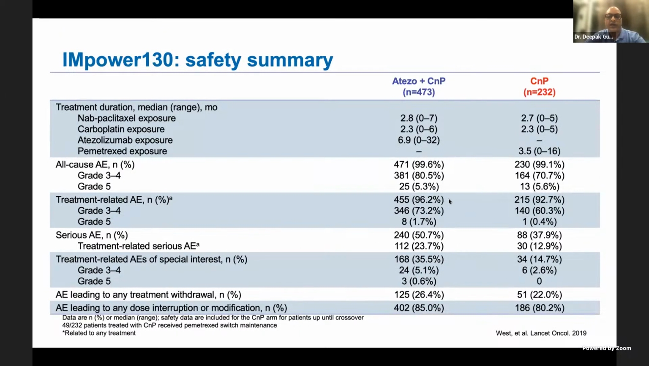This is the safety summary. Again, there was a little bit higher toxicity with the addition of Tecentriq. Grade 3 and 4 toxicities were 80% as compared to 70% with chemo alone. And treatment-related grade 3 and 4 toxicities were also 73% versus 60%. Treatment-related serious adverse events were seen in 23% with atezo and 12.9% with chemo alone.